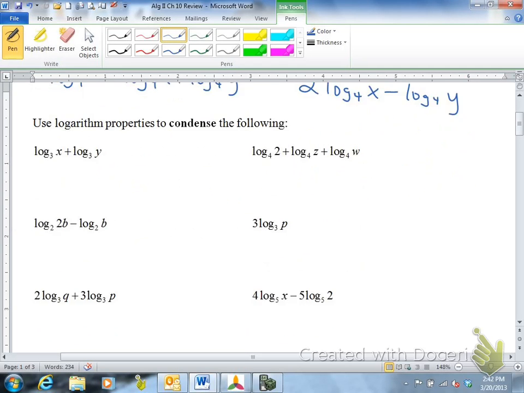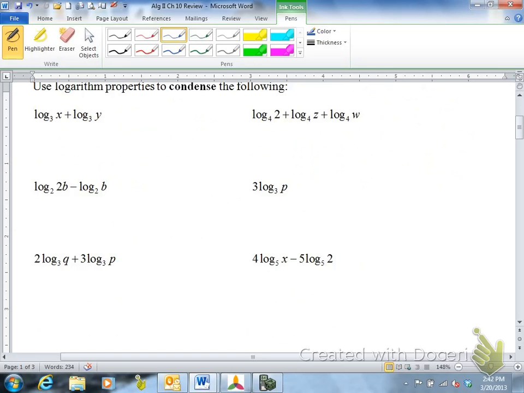The next one, we're condensing logarithms. So we're going to go from 2 logarithms to 1 logarithm. So this one would be log base 3 and a product xy. This would be log base 4, 2 times z times w. And you can write that as 2wz in alphabetical order.